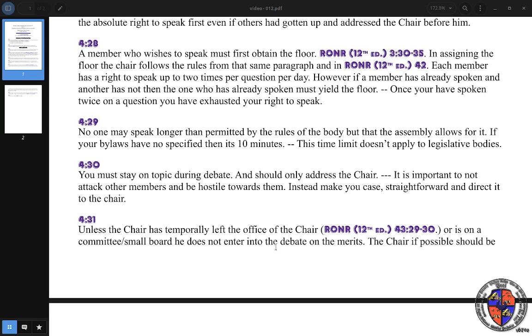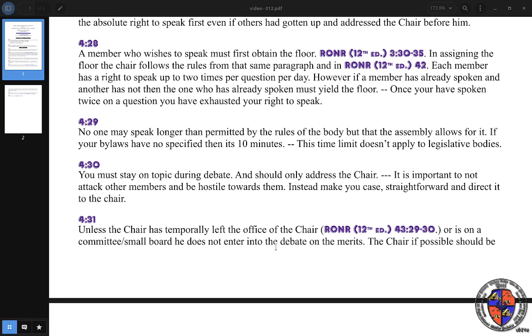Now, this does not apply to legislative bodies, and Robert's Rules makes that explicit note here. And that's because when you're debating a bill, you may want in-depth speeches. You may want in-depth discussion. And 10 minutes is kind of too small for that purpose. But for ordinary societies, no way. It is way too big.